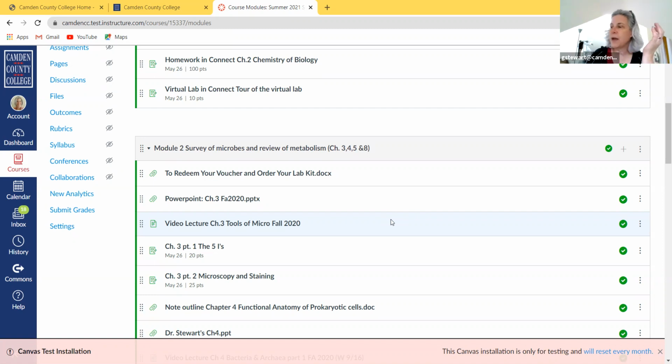Once you get the lab kit, I would recommend getting out your microscope. First, I would recommend opening the kit completely.